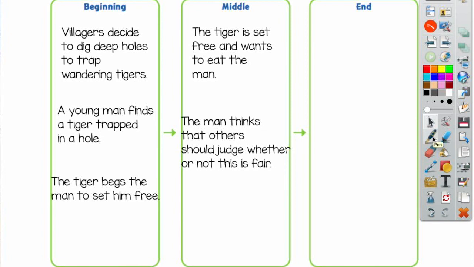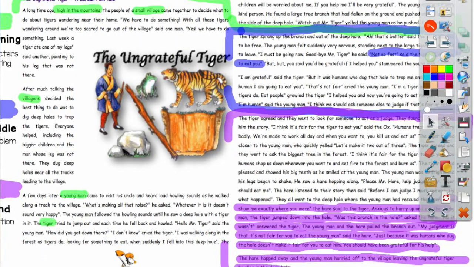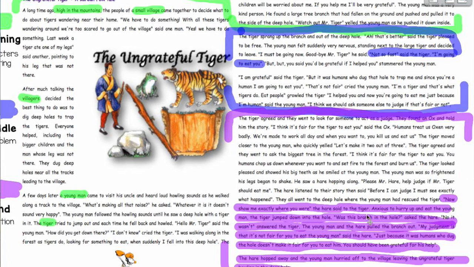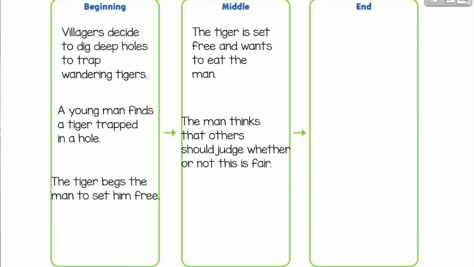So now that we've looked at those, let's look at the end paragraphs and see what the most important points are. In the end, we have these 2 last paragraphs. In these paragraphs, the tiger and the man ask an oxen, a tree, and a hare to judge whether it is fair. Also in this story, the hare tricks the tiger into getting back into the hole so he can't eat the human. Those are really important points that we need to mark down on our chart. So let's go back to our chart and fill that out.